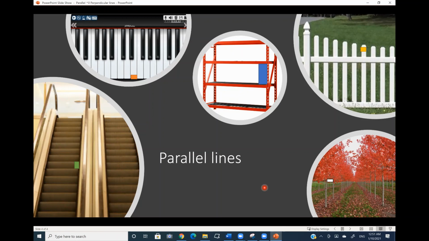So look around, and you may find a lot of parallel lines in your classroom, at your home, or when you're walking home.